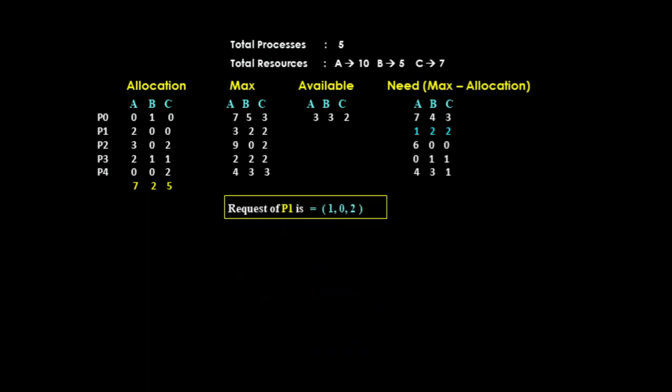Now suppose at this time the process P1 requires the resources 1, 0, 2, that is 1 instance of resource type A, 0 instances of resource type B and 2 instances of resource type C. Now we are using the resource request algorithm in order to modify the variables allocation, available and need. Initially, the first step is that the request is compared against the need.